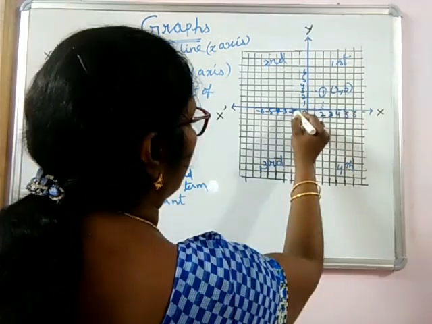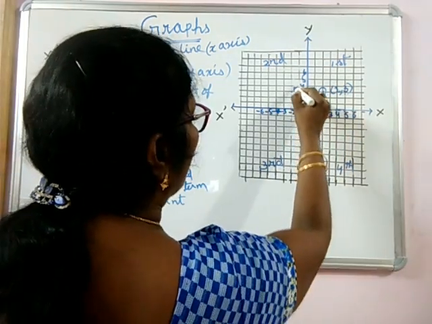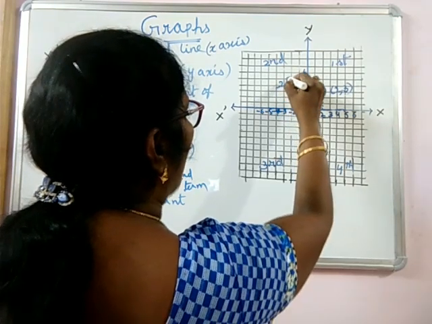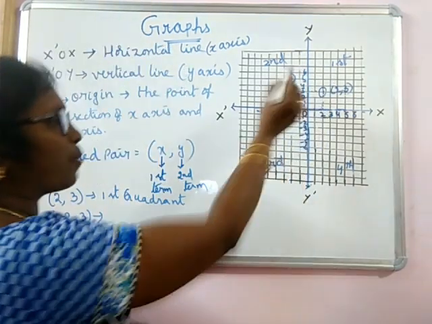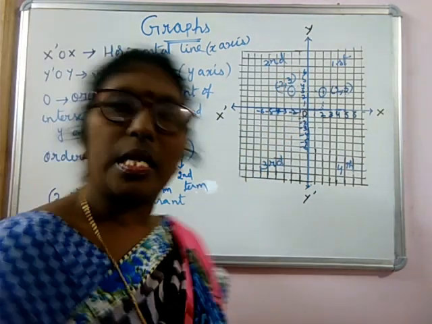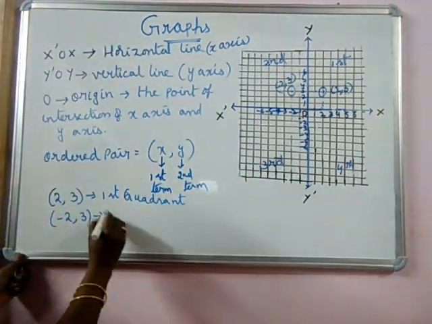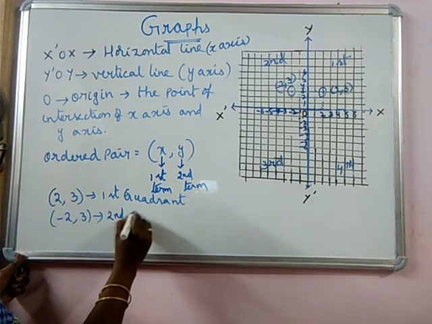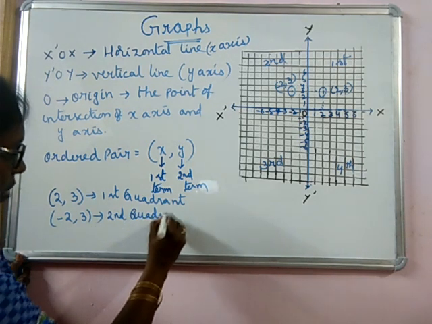-2 is this side here, 3 is here. So this is the point (-2, 3). When I have plotted the point (-2, 3), the point lies in the second quadrant. So (-2, 3) lies in the second quadrant.